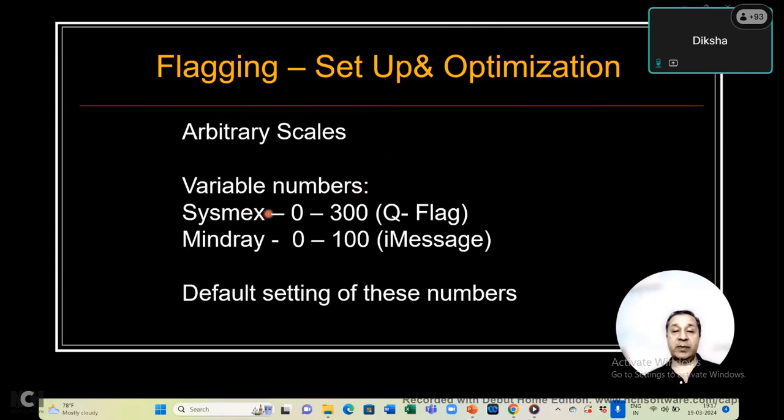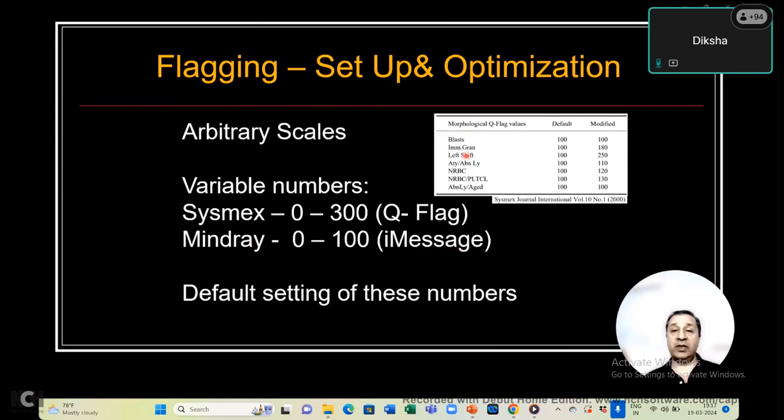For example, in Sysmex, you have what is called the queue flagging system. In Mindray, you have the iMessaging system. And likewise, you have many other instruments having a similar concept where you have different messages coming across. For example, you look at all of these messages which are coming from the queue flag of the hematology analyzers. By default, this has been set up at 100 in some of these analyzers. And eventually, when you optimized or modified it to suit your analyzer or your sample load, you identified them at a much different value than the original default value.